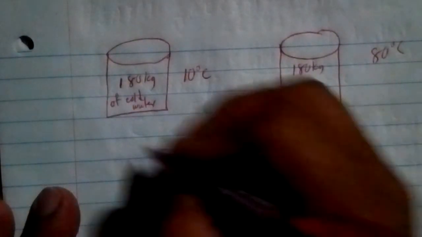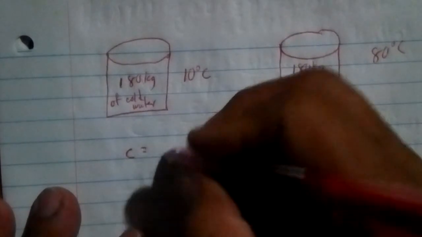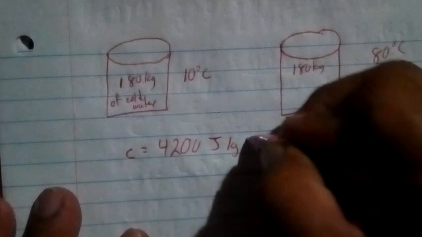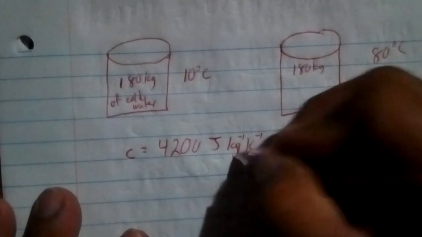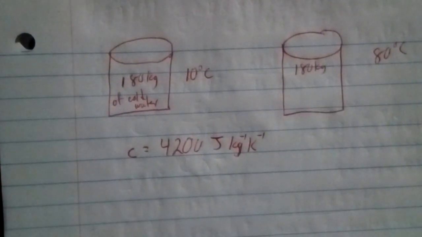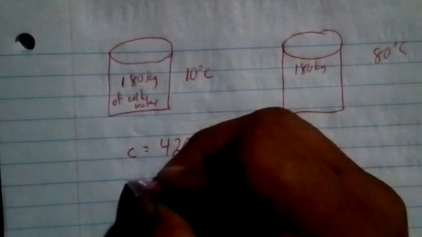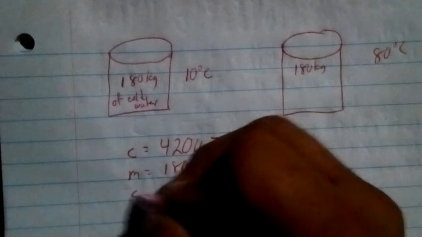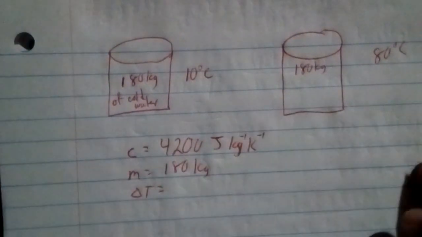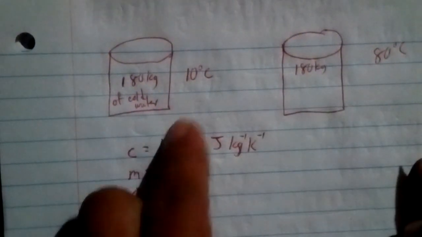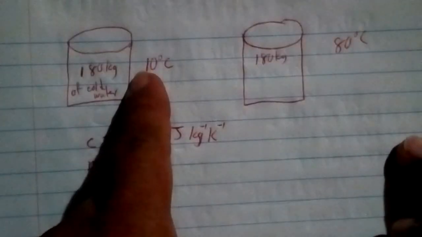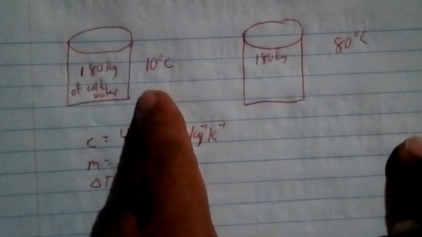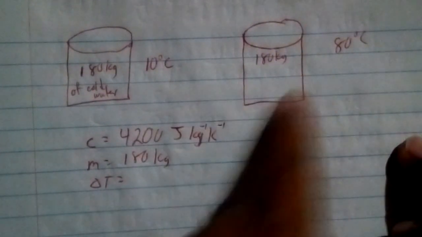So in this case, the specific heat capacity of water is going to be 4,200 joules per kilogram per Kelvin. All right, so we have that. Do we know the mass? The mass is 180 kilograms. Do we know what's the change in temperature? Well, we don't know the change in temperature directly, but we do know that it is at 10 and we are expecting it to be at 80. We want to know how much energy it will take for it to go from 10 to 80. So we do know the change in temperature.